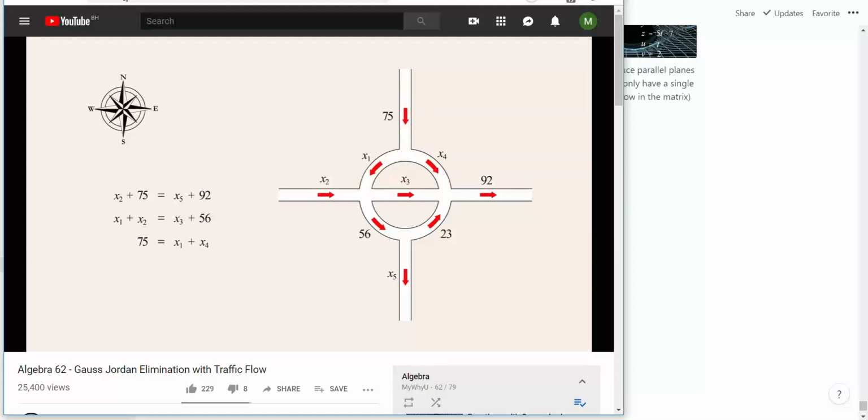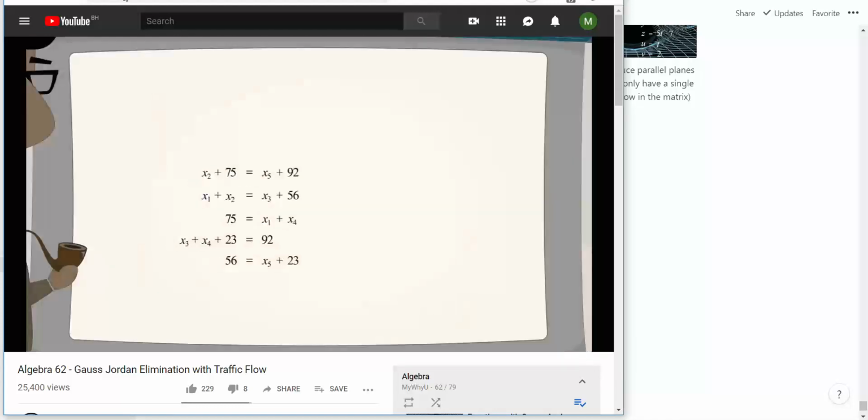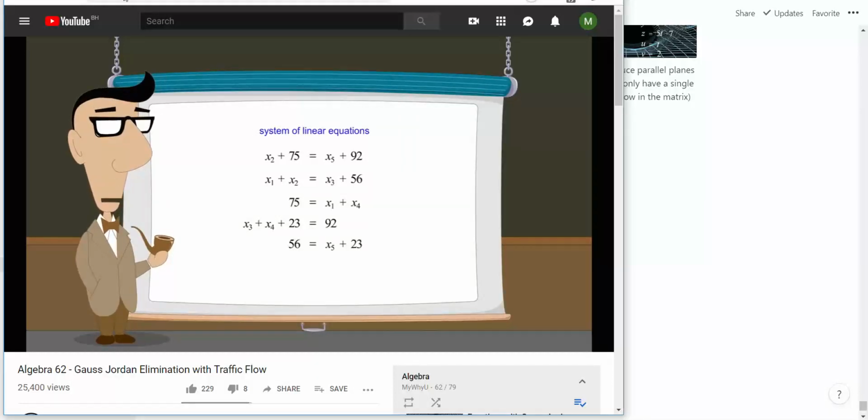Traffic flow into the east intersection equals traffic flow out of the east intersection. And traffic flow into the south intersection equals traffic flow out of the south intersection, x5 plus 23. This gave them a system of 5 linear equations in 5 variables, x1 through x5. So let's see how this system of equations can be solved to find the values of these 5 unknowns.